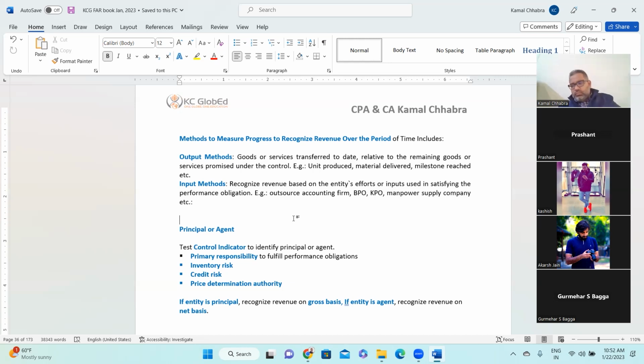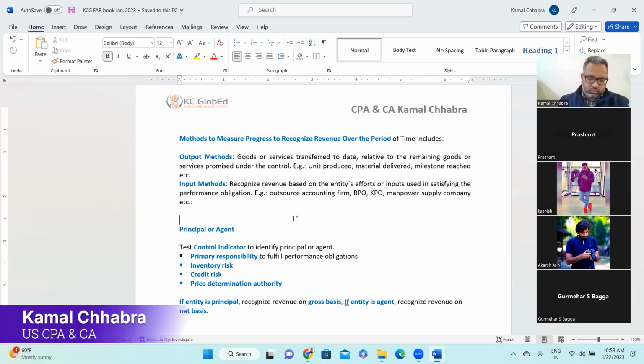Because in the output method, it is given in our engagement letter that at the time of filing the appeal, this should be the amount, 50,000, 60,000. Then while the case is going on, at the closure of the case, we will charge this much. So that should be the output method, I suppose.